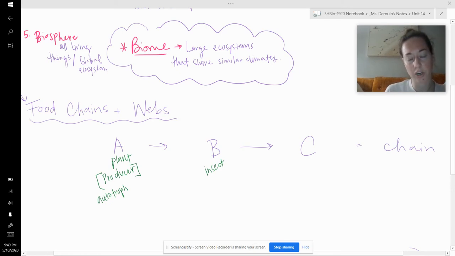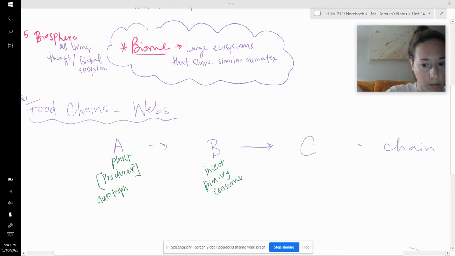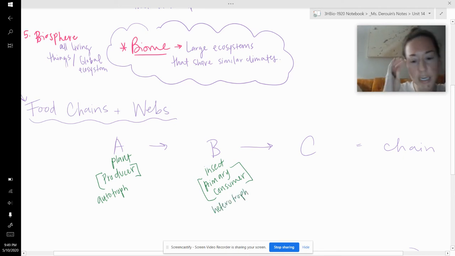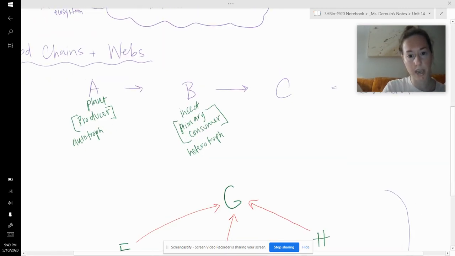This, because it's the first consumer, is called the primary consumer. And then it's also going to be called a heterotroph because it's eating something else. It can't make its own food. And when we have heterotrophs, we can classify them into either herbivores, omnivores, or carnivores. So in this situation, it will be a herbivore because it ate the plant, which makes it a herbivore.